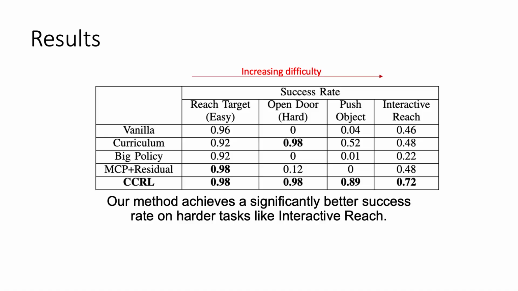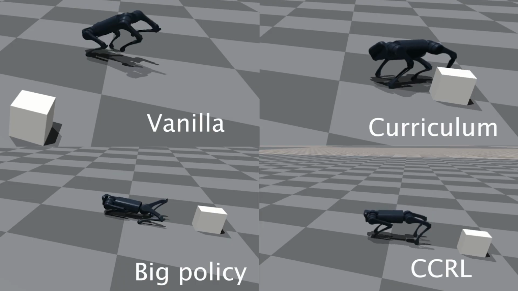We compare our approach to multiple traditional baselines. Notice that while simpler tasks like opening a door can be tackled with curriculum learning, our method shows more performance gains on harder tasks such as interactive reach. Our approach reaches a success rate of 72% on a challenging interactive reach task, beating baselines by a large margin.